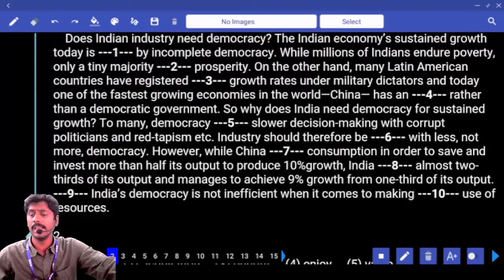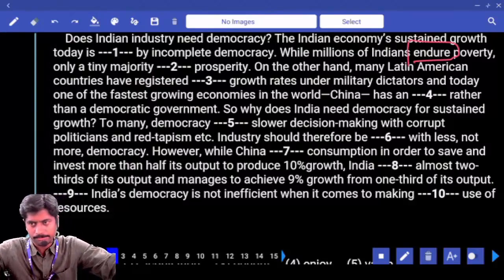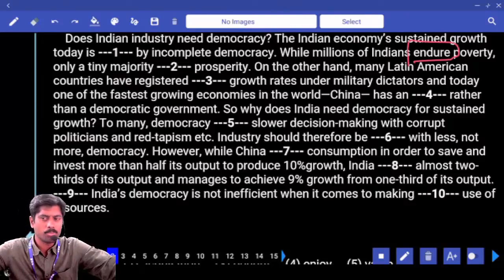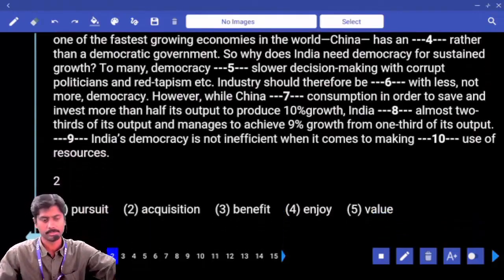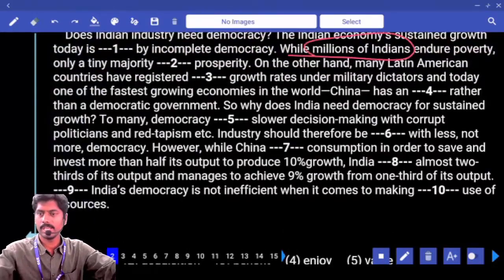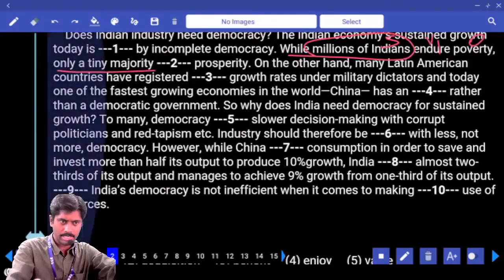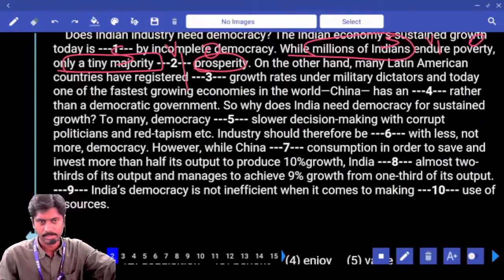While millions of Indians endure. Endure means tolerate. While millions of Indians endure poverty. Poverty means lack of money. While millions of Indians endure poverty, only a tiny majority dash prosperity. Prosperity means more money. Millions of Indians, subject, endure, V1, object, poverty. Now only a tiny majority, subject, prosperity, object. So what do I require here? V1. A verb is needed.